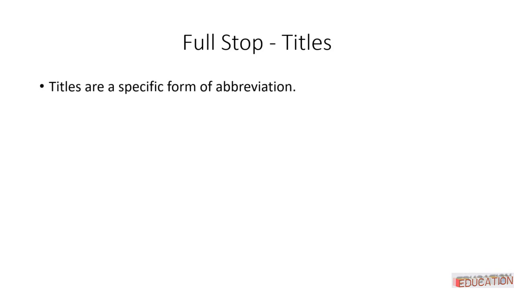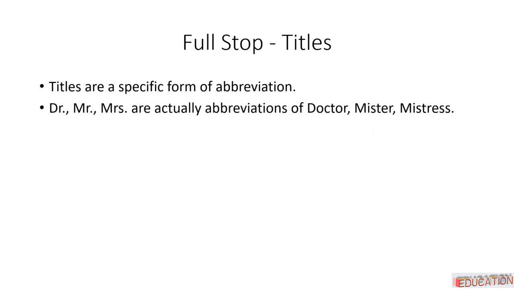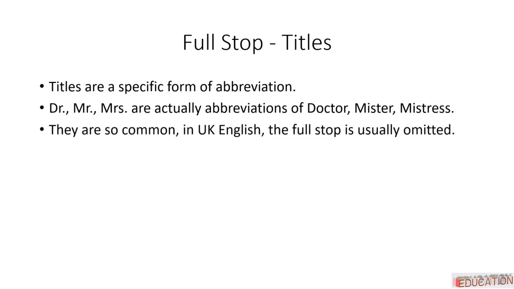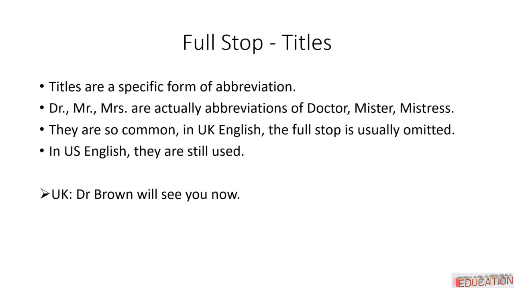Titles are a specific form of abbreviation. So Dr., Mr., and Mrs. are actually abbreviations of Doctor, Mister and Mistress, although the Mrs. you'll often hear as Mrs. as well. And they're so common that in UK English the full stop is usually omitted, and in US English, they're still used. In the UK, we'd write Dr Brown will see you now without a dot after the Dr, and the US version of Dr. Brown will see you now has a dot after the abbreviation of doctor.